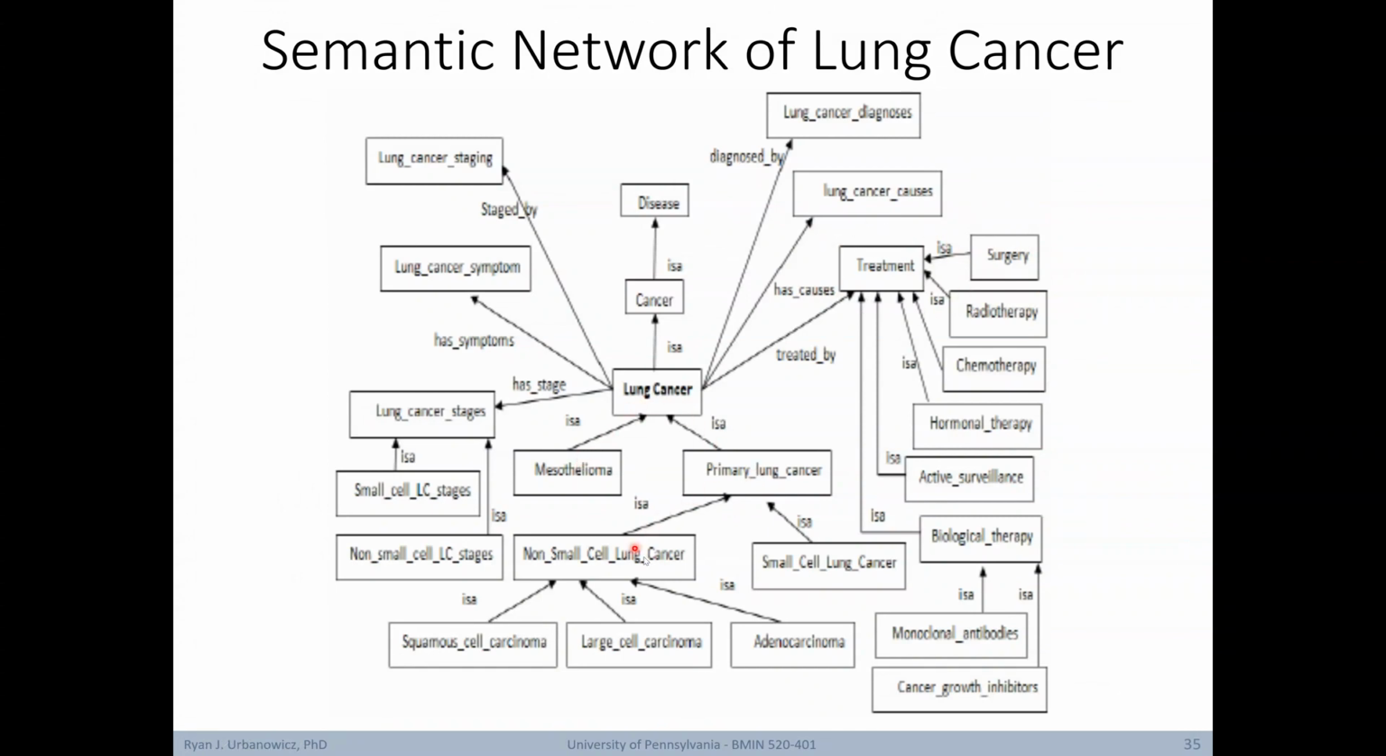Going further down the tree, we can see different subgroups of lung cancer. For instance, lung cancer is next divided into the more specific categories mesothelioma and primary lung cancer. Primary lung cancer can be further broken down into non-small cell lung cancer and small cell lung cancer. And lastly, non-small cell lung cancer can be further broken down into squamous cell carcinoma, large cell carcinoma, and adenocarcinoma.